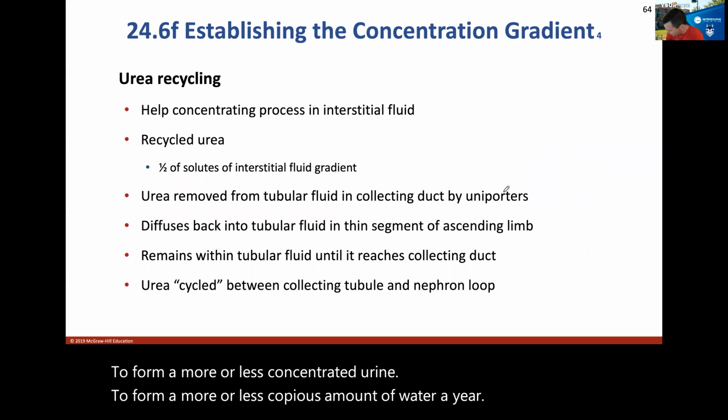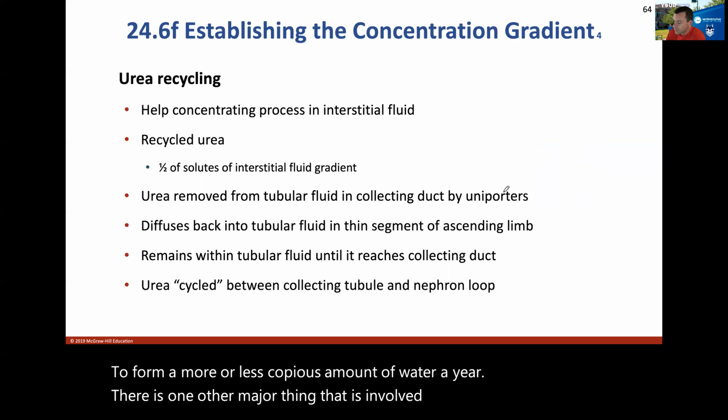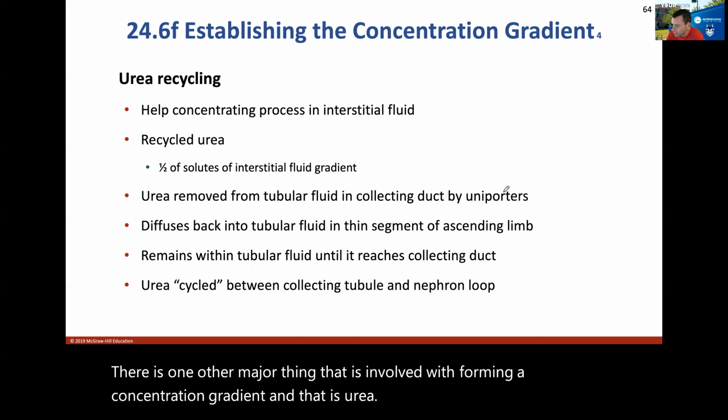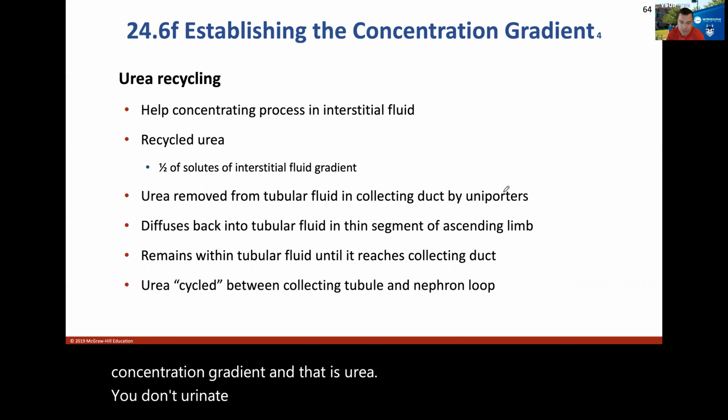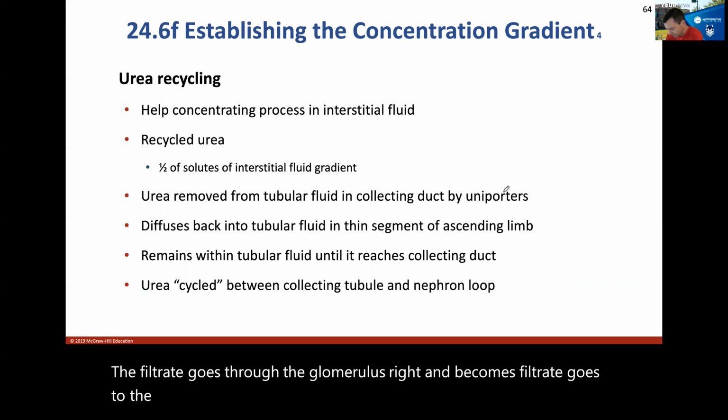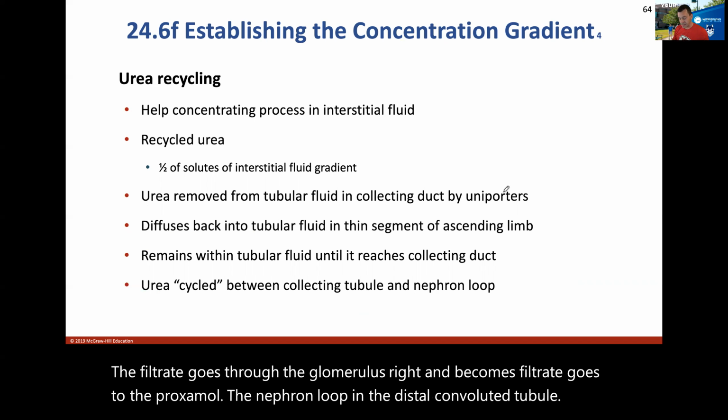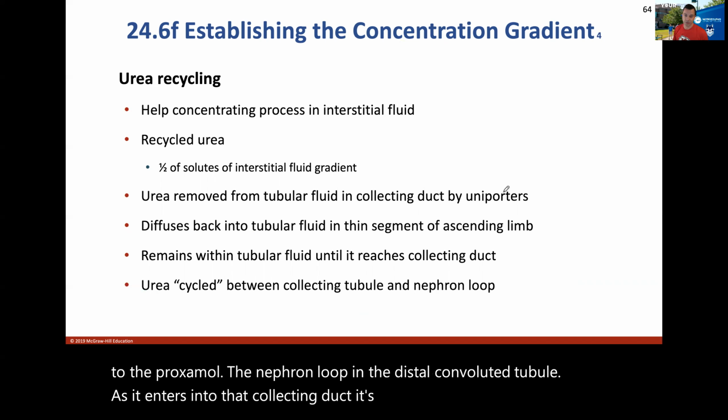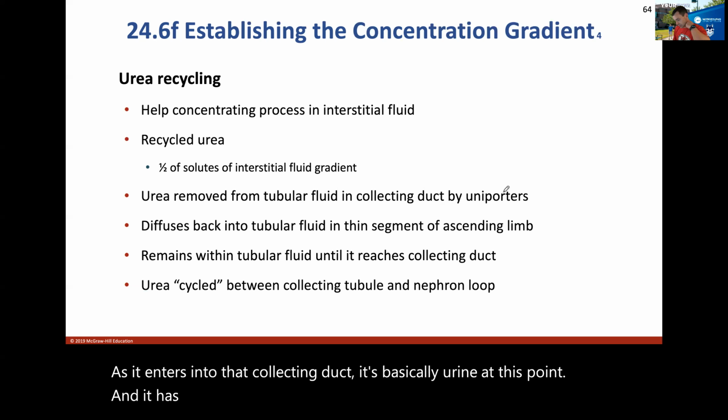There's one other major thing that is involved with forming a concentration gradient, and that is urea. You don't urinate all the urea out. You actually recycle some of it. Because once the filtrate goes through the glomerulus and becomes filtrate, it goes to the proximal tubule, the nephron loop, and the distal convoluted tubule. As it enters into that collecting duct, it's basically urine at this point. And it has urea within it.